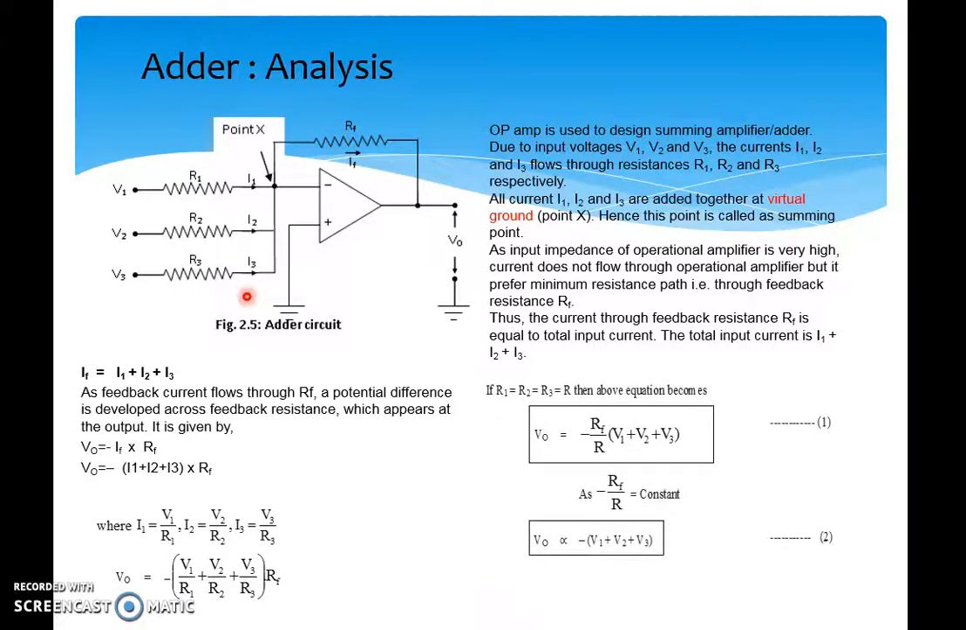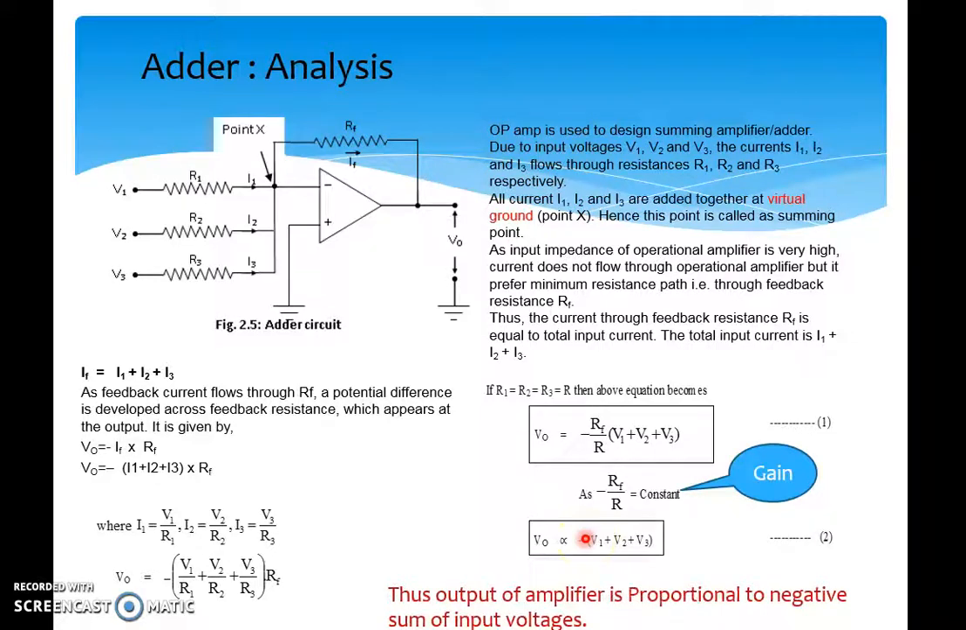And if the resistors R1, R2 and R3 are all the same, equal to R, then the output is minus RF upon R into V1 plus V2 plus V3, where minus RF upon R is a constant, which is nothing but the gain of this summing amplifier. As it is constant, the output voltage is proportional to the sum of V1, V2 and V3, and the negative sign indicates that the output voltage is negative. Thus the output voltage of this summing amplifier is proportional to the negative sum of the input voltages.